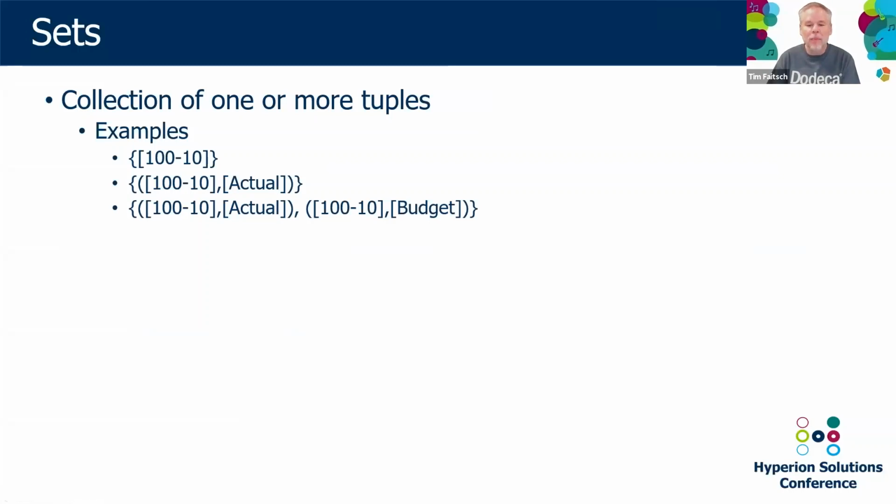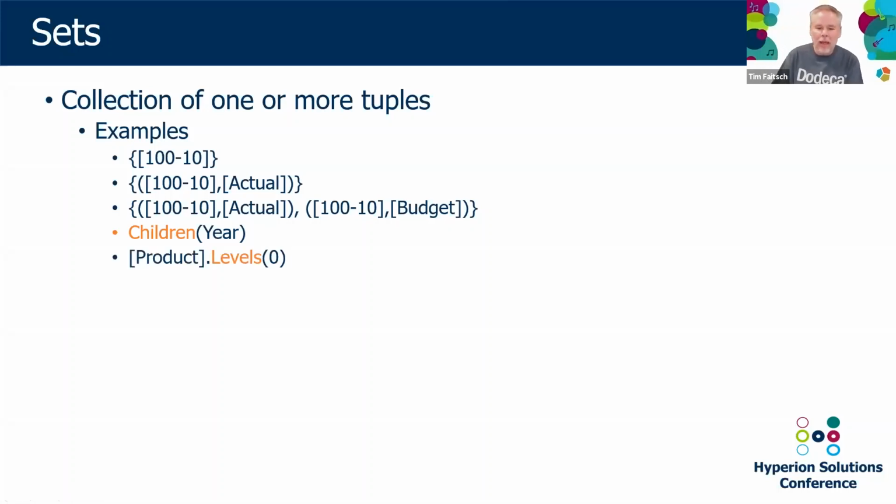But we can expand that now past where we just have a single intersection, where we have two intersections. So I've got 100-10 and budget, all right? We can also build a set using functions. So in this function, we've got children, and year is a member. So this is going to bring back a set of all the children of year.